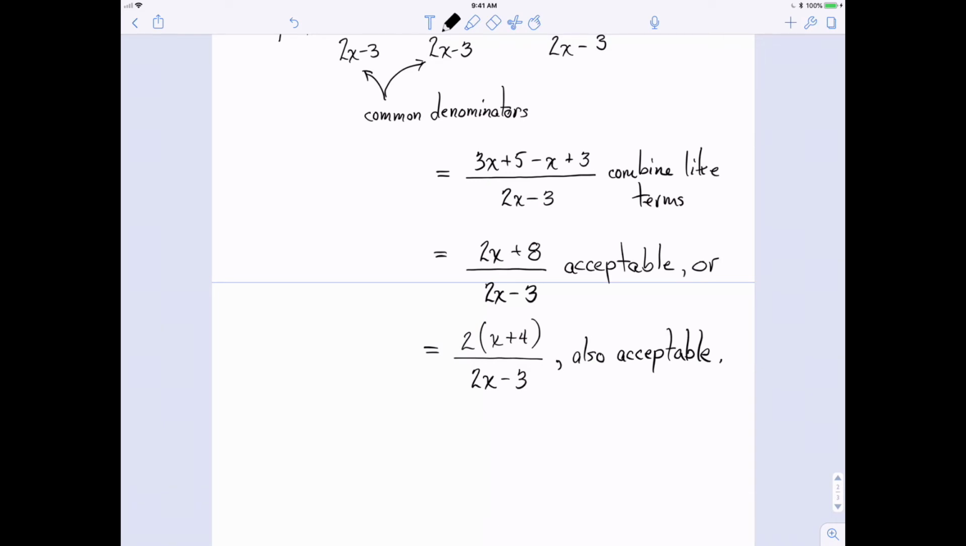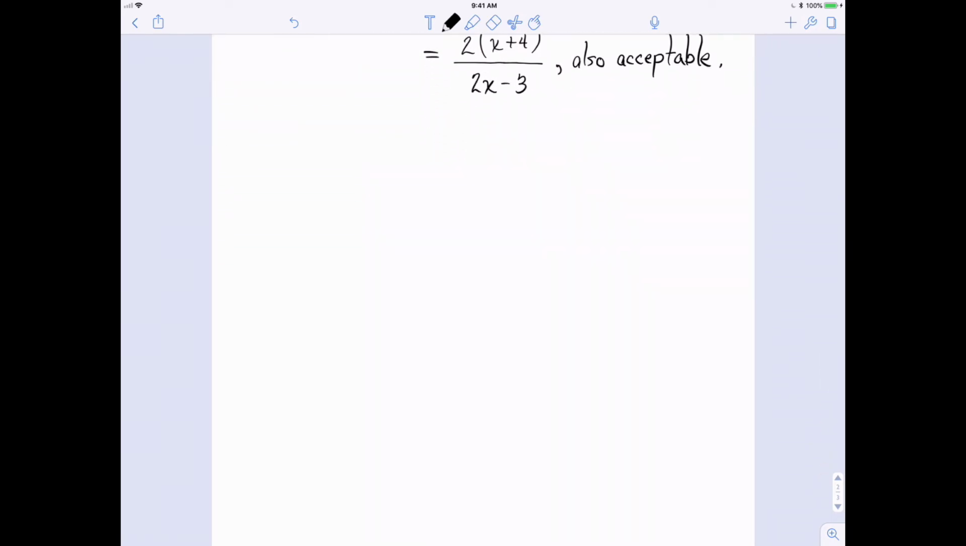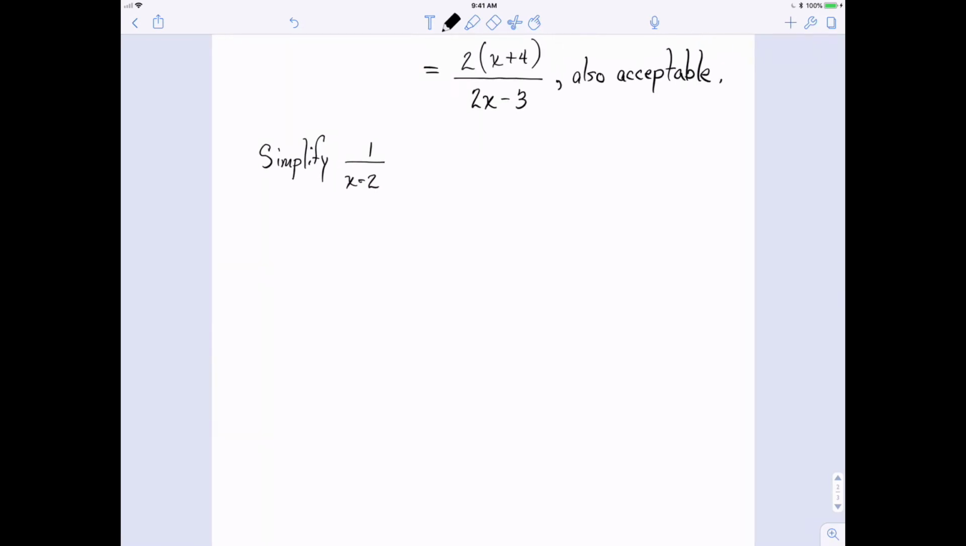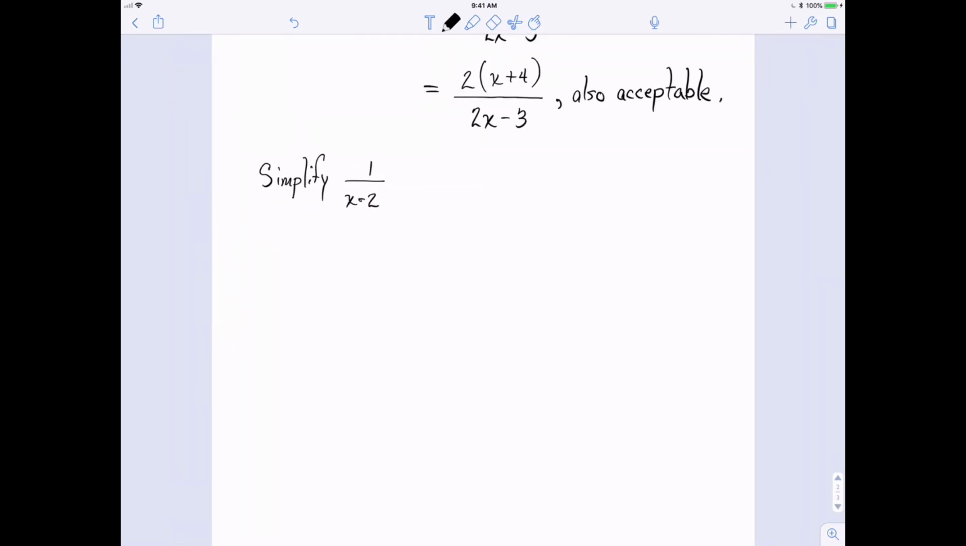Okay, one more example is in order. This one's kind of subtle, but I think you'll like this. Simplify. The problem reads this way: 1 over x minus 2 plus 1 over 2 minus x. Okay, well, wait a minute. These are not like denominators.